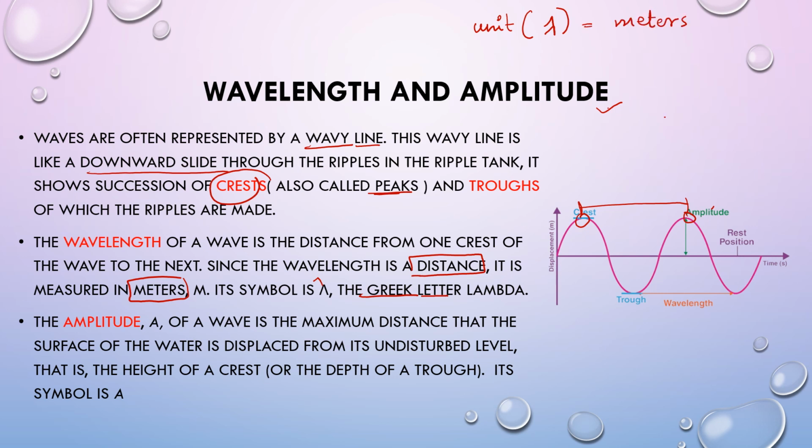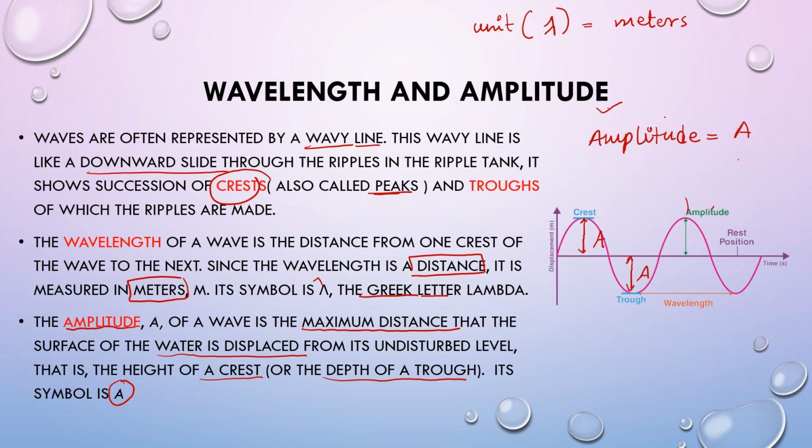And then we have the amplitude, or A, which is the maximum distance that the surface of the water is displaced from its undisturbed level. That is the height of a crest or the depth of a trough. Its symbol is A. This distance is the amplitude, and this distance is also the amplitude.